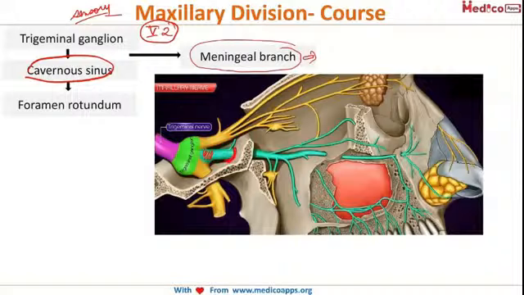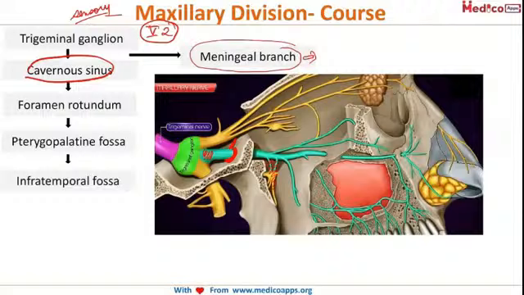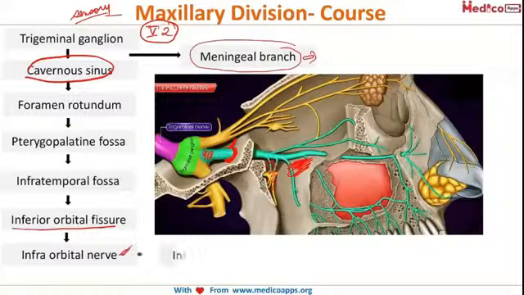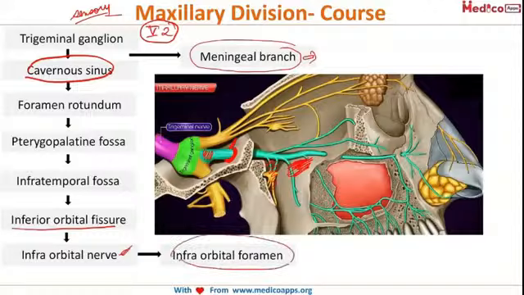So this is the foramen rotundum here, and this is the meningeal branch that it gave out, and from there it enters the pterygopalatine fossa. So this area here is the pterygopalatine fossa, and from there it reaches the infratemporal fossa. Okay, so this area will be in the infratemporal region, and from there it enters the orbit through the inferior orbital fissure. That is, it enters the floor of the orbit. It runs along the inferior orbital foramen as the infraorbital nerve. Okay, and from there it exits the skull through the infraorbital foramen and gives out its terminal branches.